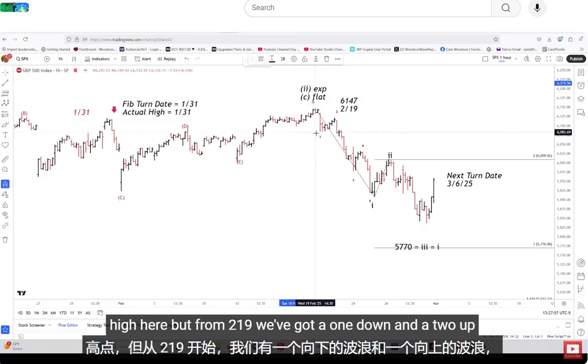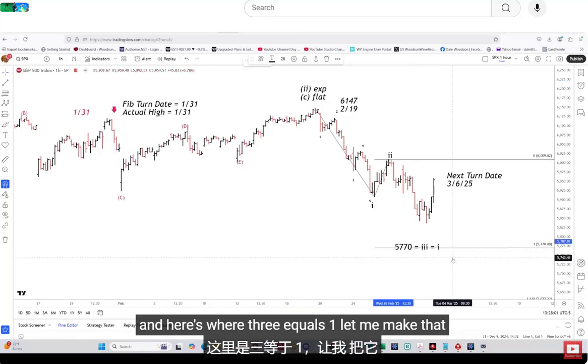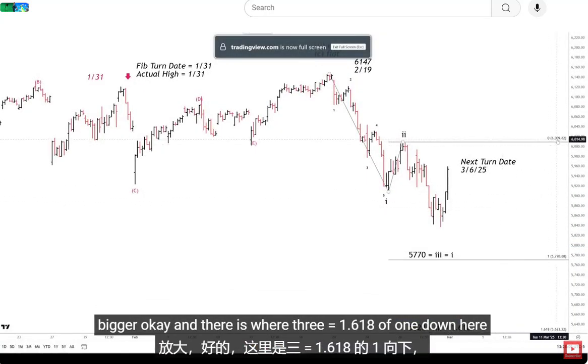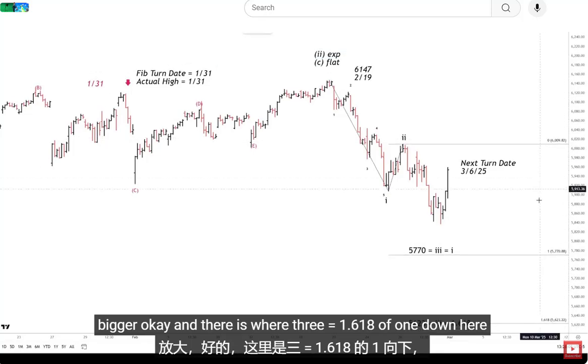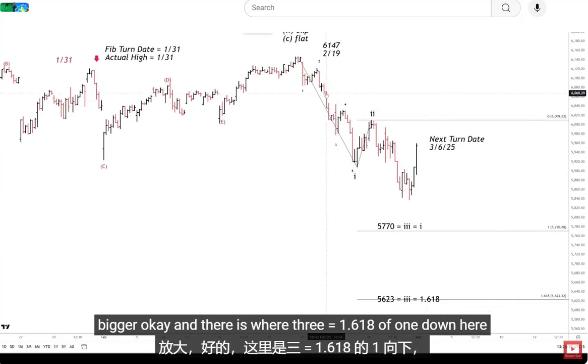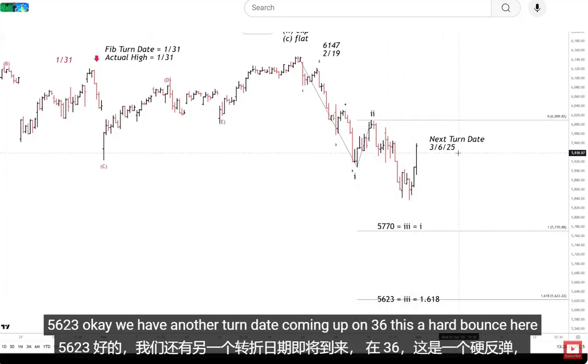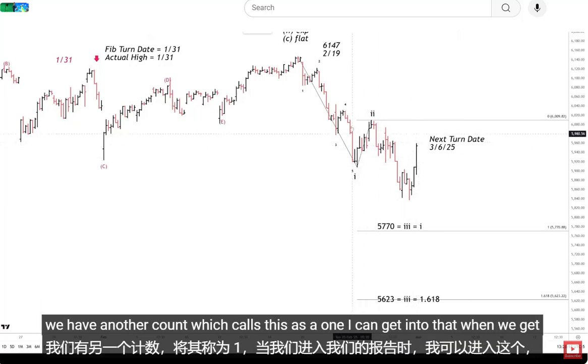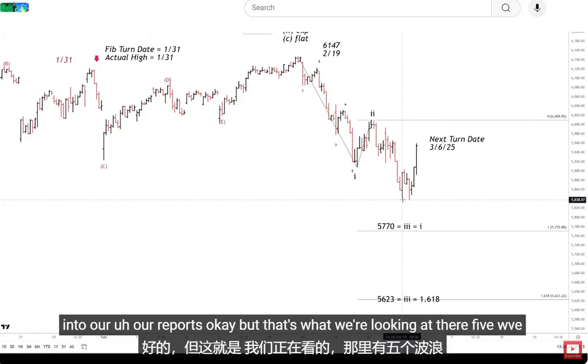From 219, we've got a 1 down and a 2 up. And here's where 3 equals 1. Let me make that bigger. There is where 3 equals 1.618 of 1, down here, 56.23. We have another turn date coming up on 36. This is a hard bounce here. We have another count, which calls this a 1. I can get into that when we get into our reports. But that's what we're looking at there.